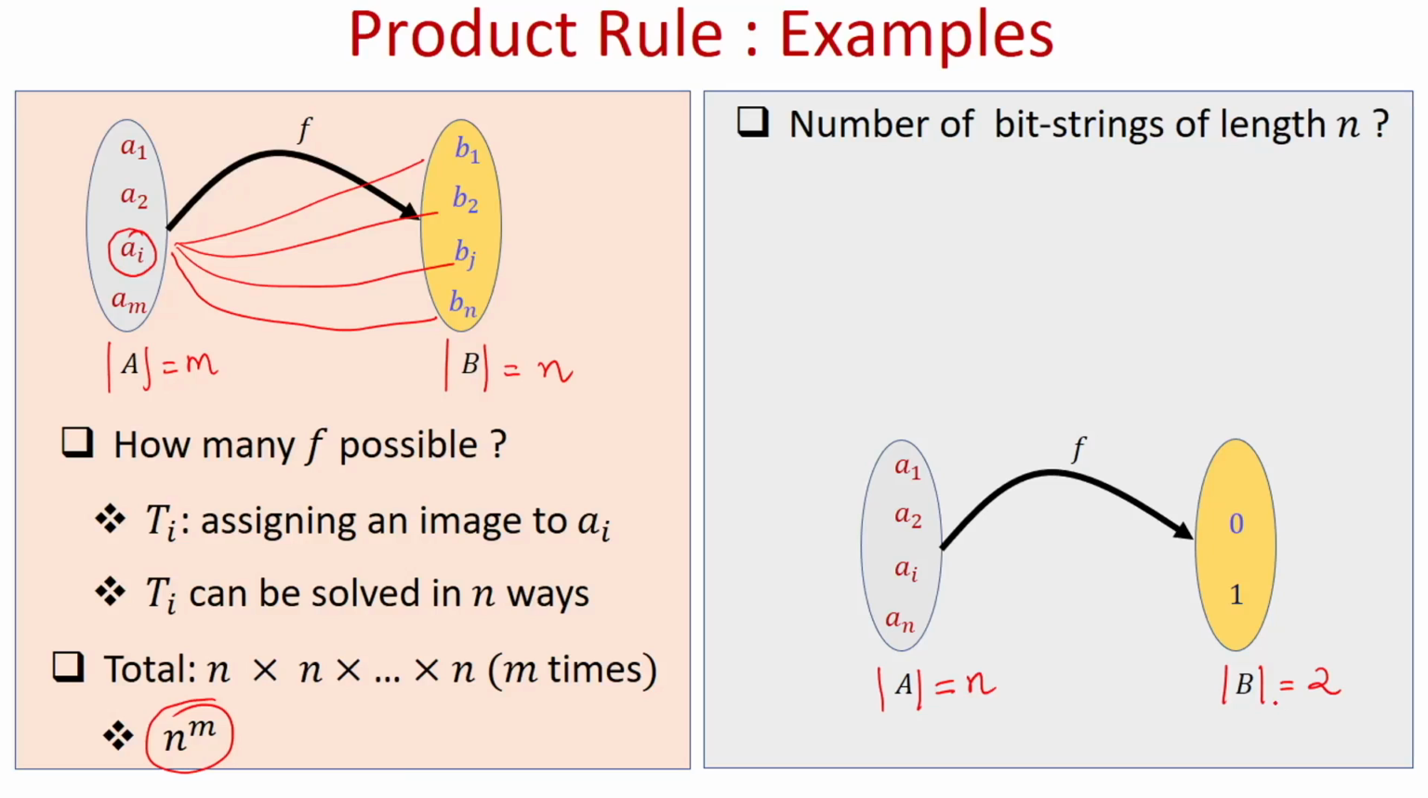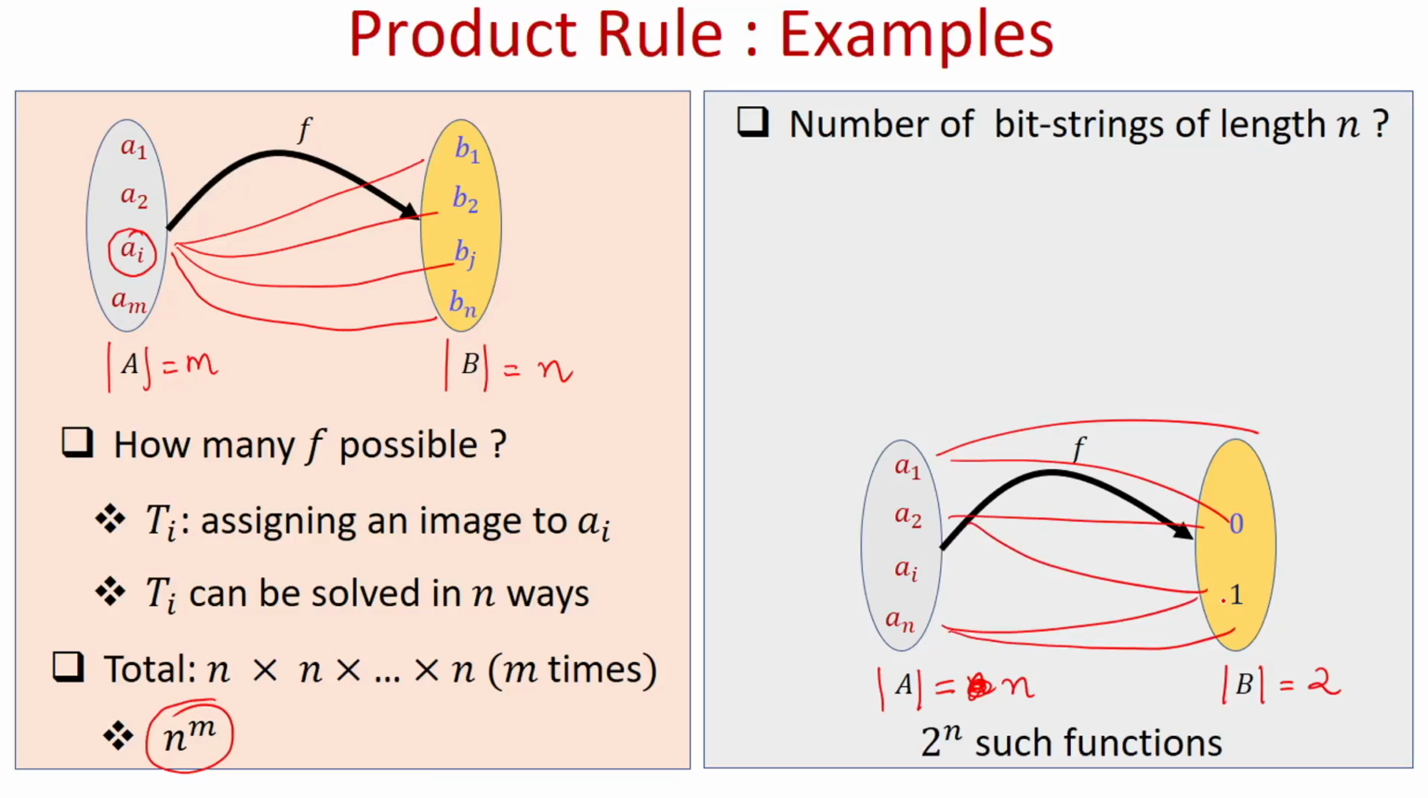So the notations are actually swapped here. We have n elements here and B has 2 elements. So A1 can have two possible images, either 0 or 1. A2 can have two possible images, either 0 or 1. And similarly, An can have two possible images, either 0 or 1. So that's why we have 2 into 2 into 2, n number of times, namely 2 power n possible functions.